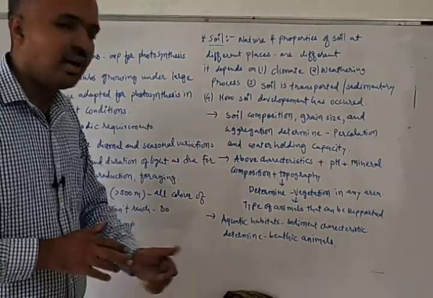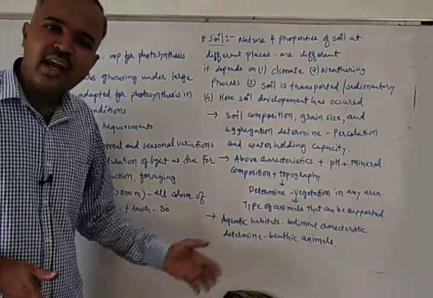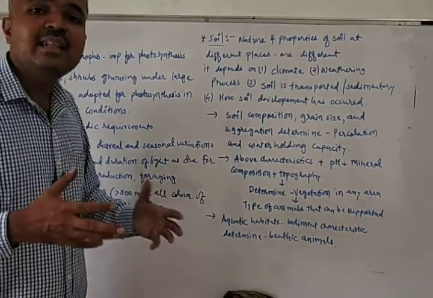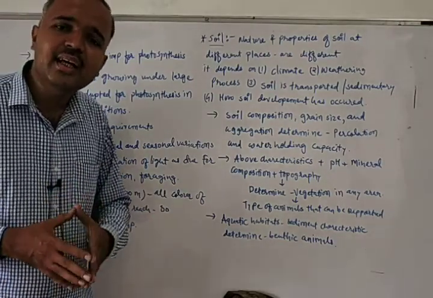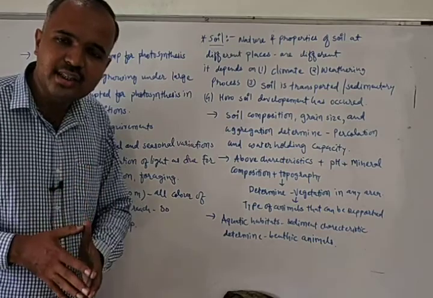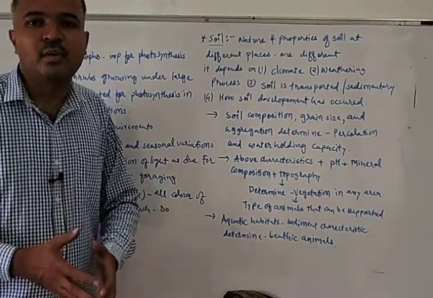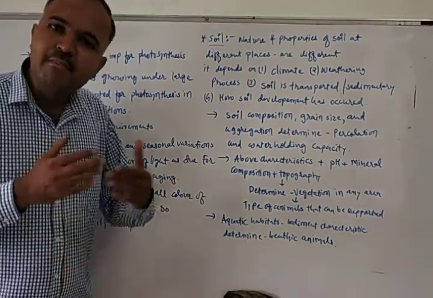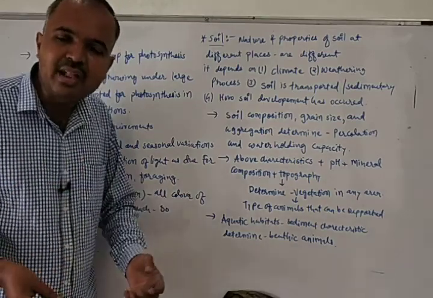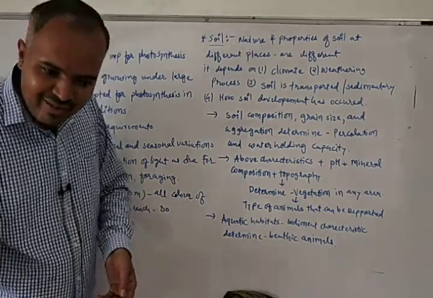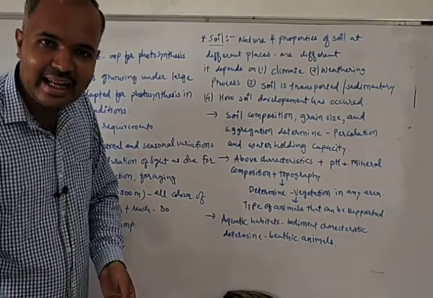Now let's talk about aquatic habitats. In aquatic habitats, some benthic organisms are there. What are benthic organisms? Benthic organisms or benthic animals are those organisms which live at the bottom of the aquatic habitat.